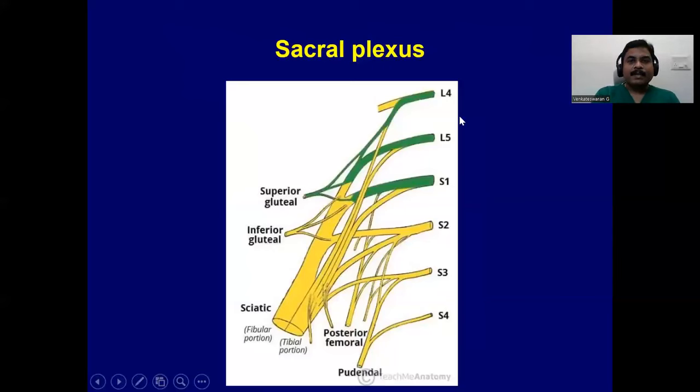And coming to the sacral plexus, the sacral plexus is formed from the lumbosacral trunk, which is formed from L4 and L5. This lumbosacral trunk joins with S1, S2, S3, and S4 to form the sacral plexus. The main branches of the sacral plexus are the superior gluteal nerve, inferior gluteal nerve, sciatic nerve, posterior cutaneous nerve of thigh, and pudendal nerve.